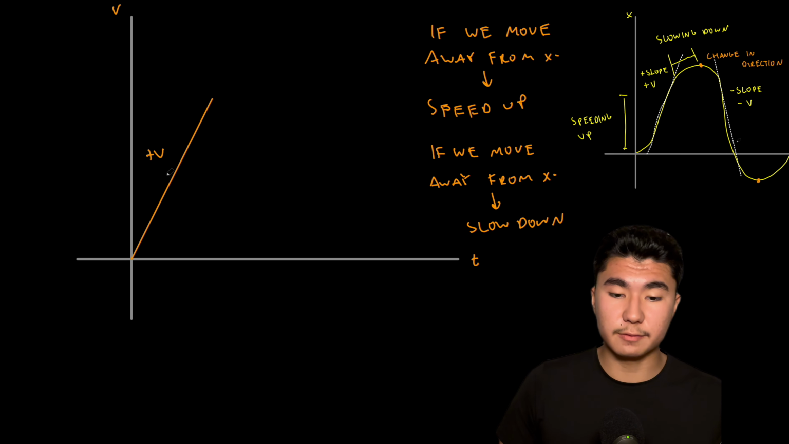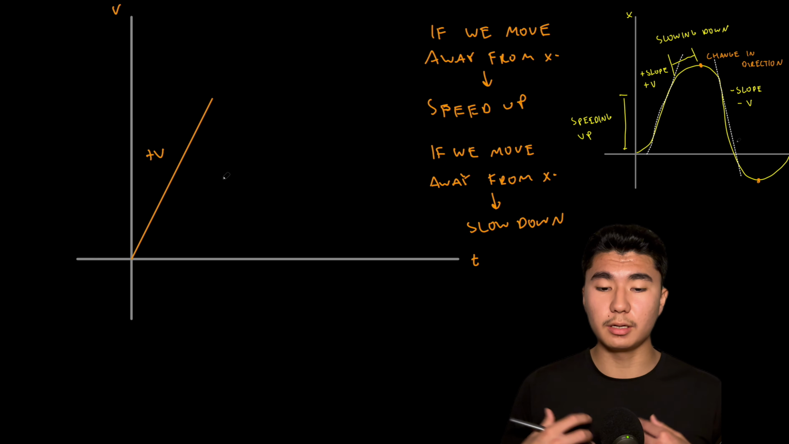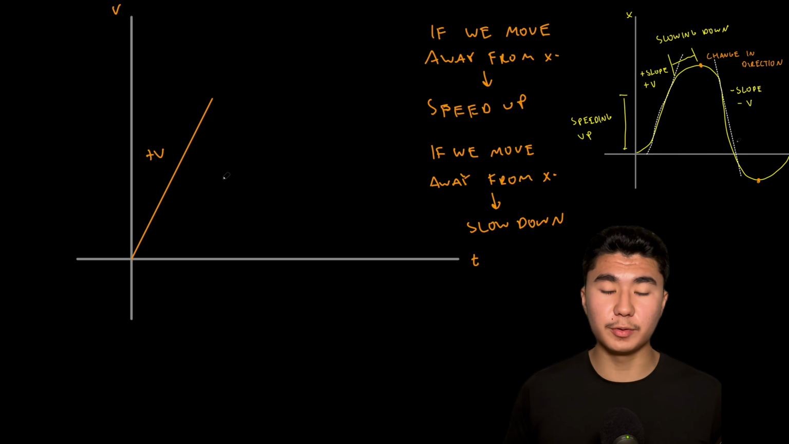We have positive velocity because we are looking at our position versus time graph, which was showing an increase in position. So that's our positive velocity. It was an increase. It was a positive slope, so positive velocity. We're also going to have positive acceleration.